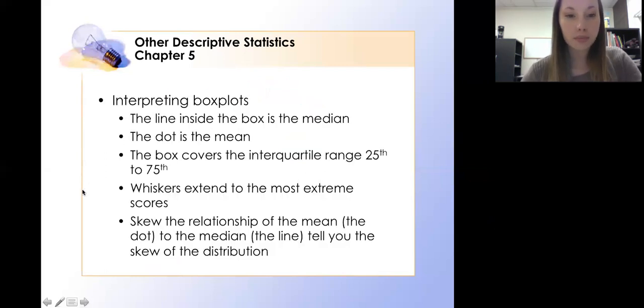So next slide. The dot in the box is the mean. The box covers our 25th to 75th percentile ranges. The whiskers denote the extremes of the box plot. The skew is the relationship of the mean and the median that we see in the box plot. So you can tell whether or not your distribution is normally distributed.